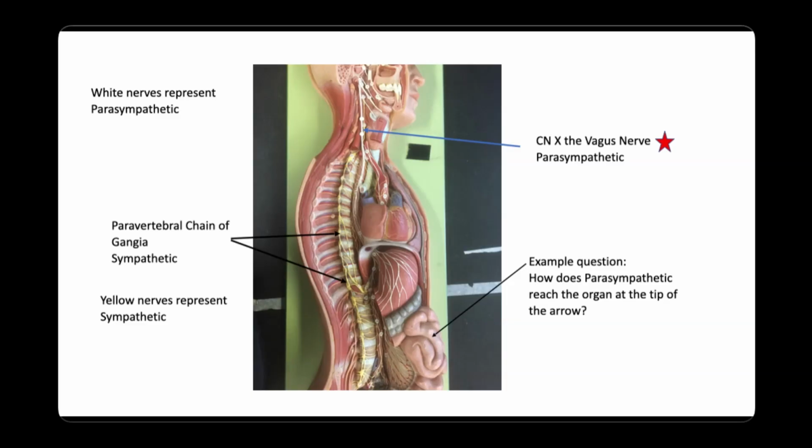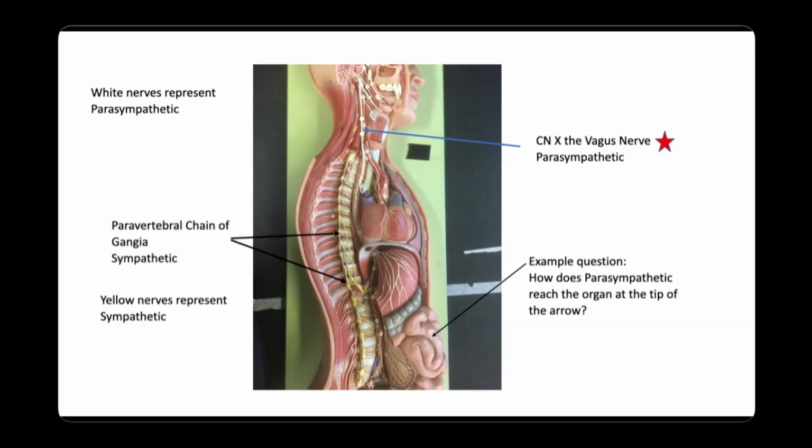And a common exam question might look something like this. How does the parasympathetic system reach a specific organ, say the one shown by an arrow on the model? Your answer? Through the vagus nerve or sacral outflow, depending on the organ's location.